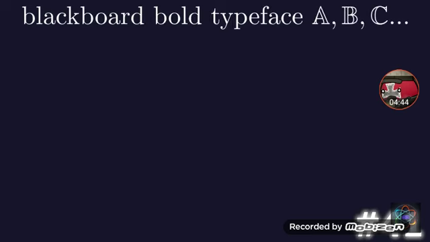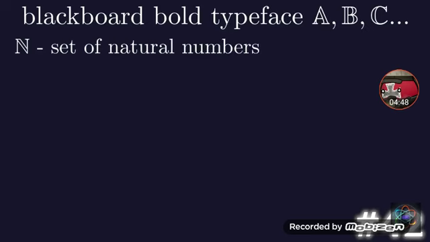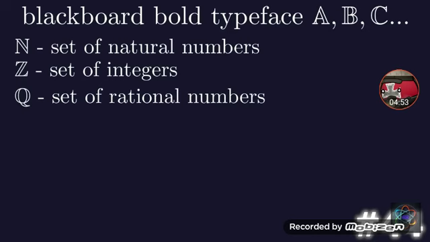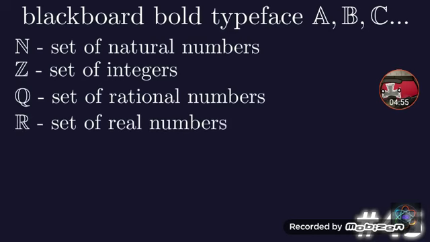The capital letters written in blackboard bold typeface usually denote basic number systems. N denotes the set of natural numbers. Z denotes the set of integers. Q denotes the set of rational numbers. R denotes the set of real numbers.